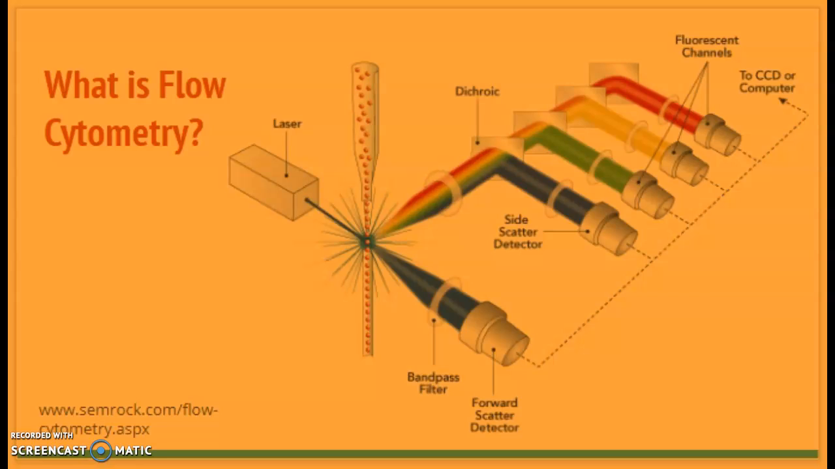Visible light scatter is measured in two different directions, the forward direction, which basically measures the relative size of the cell, and at a 90-degree direction, or side scatter, which measures the internal anatomy or granularity of the cell. And those things are revealed by side scatter.